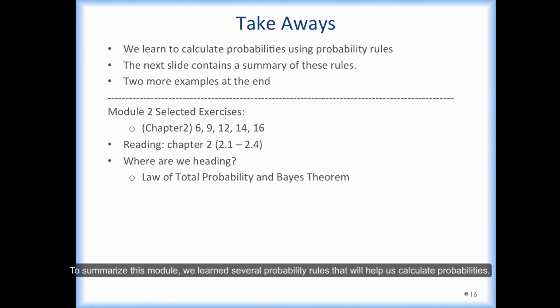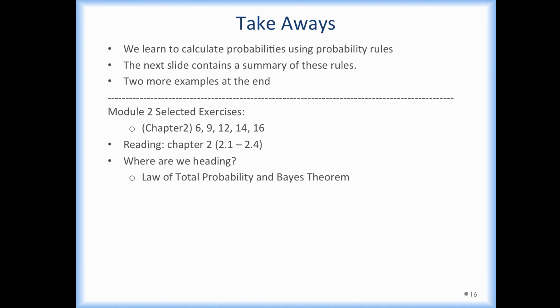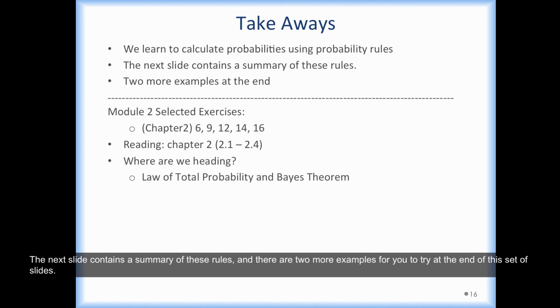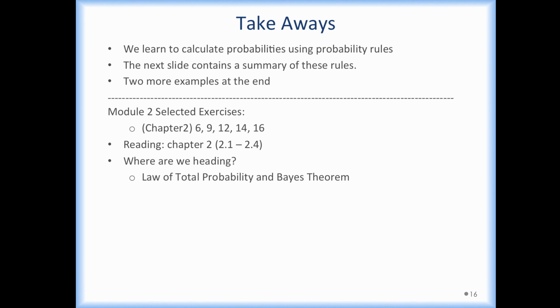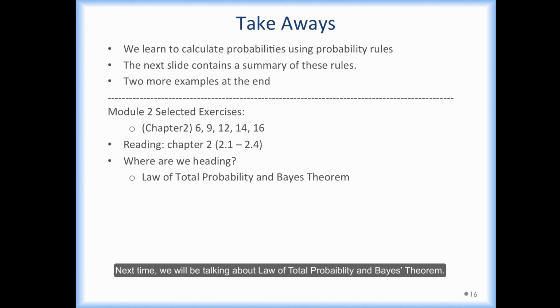To summarize this module, we learned several probability rules that will help us calculate probabilities. The next slide contains a summary of these rules, and there are 2 more examples for you to try at the end of the set of slides. Next time, we will be talking about the law of total probability and Bayes' theorem.